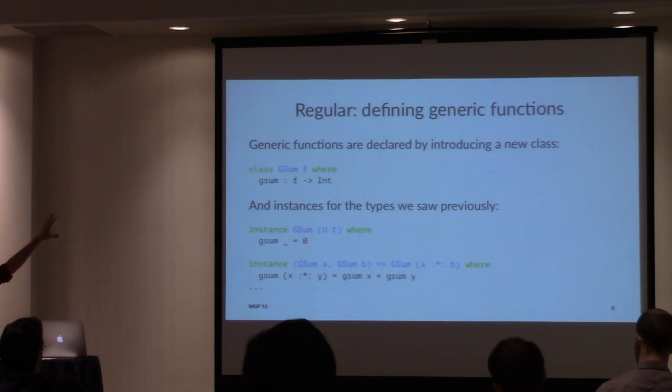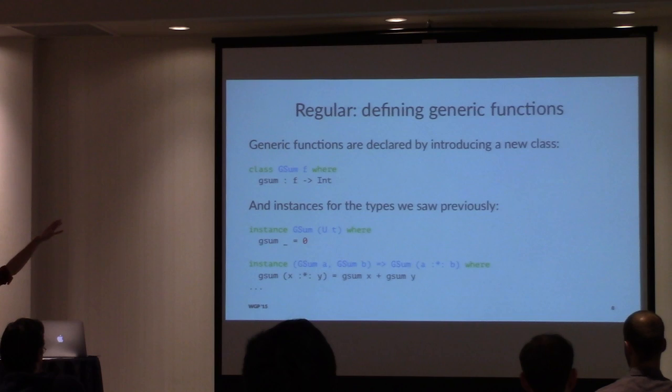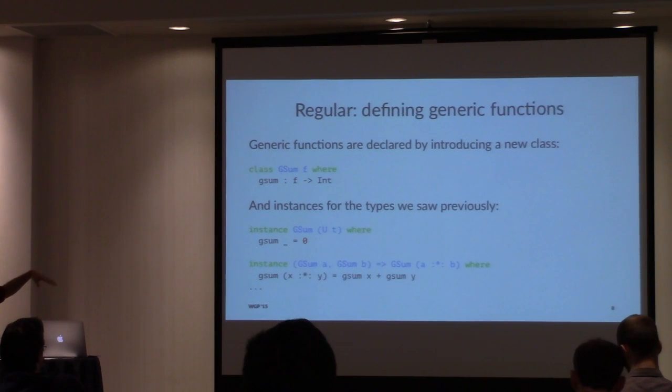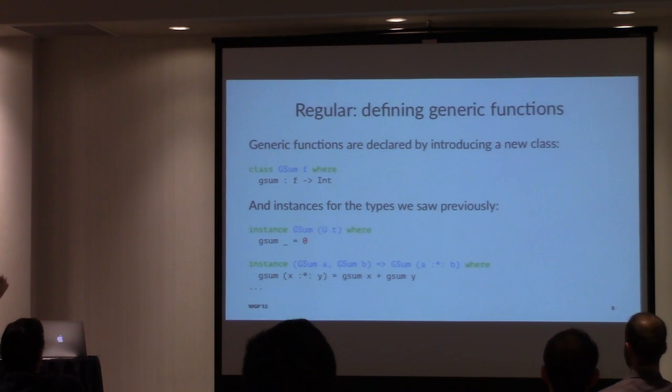So to define this function, this just declares the function, but to define it, I need several instances for all the type constructors I saw on the previous slide. So I need one which explains that summing up the integers in the unit type returns 0. If I have an a and a b, which are both summable, I can sum the pair of a and b by calling gsum twice and adding the results, and so forth.